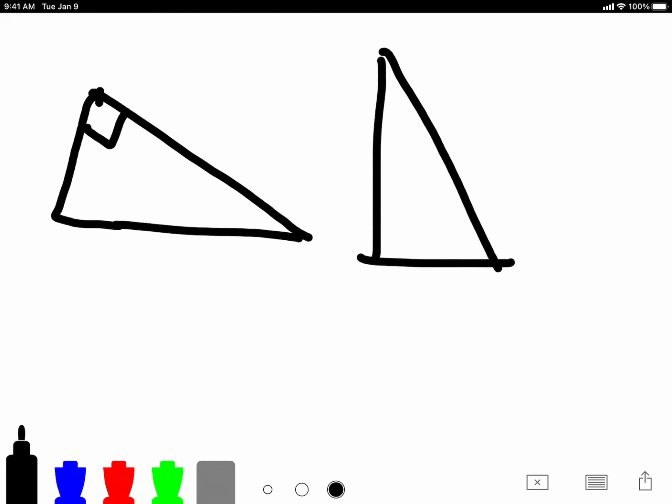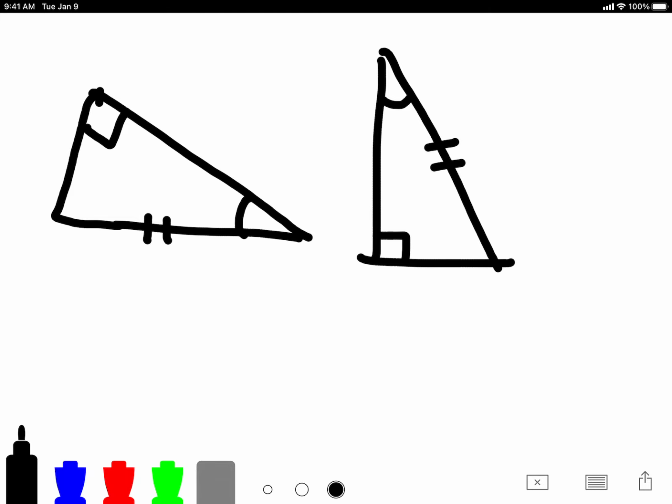Right angle, right angle. We're given this angle is the same as this angle, and so we have those two angles. So we could prove angle, angle, angle, except we can't prove it with angle, angle, angle, right? Because they could be two different sizes. So we need a side to help us out. And the side that we're given, this one, is the same as this one.